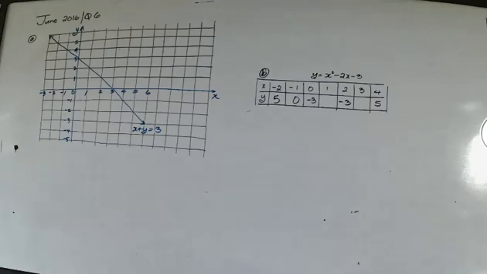Alright, this is June 2016, question number 6. It says, the diagram below shows the graph of the straight line x plus y is equal to 3. What type of gradient does it have, a positive or negative gradient? It has a negative gradient because it is sloping down.